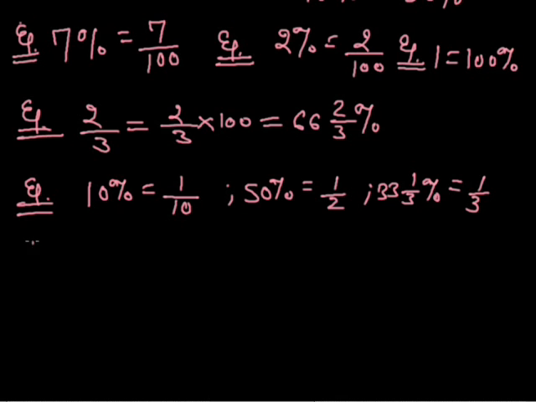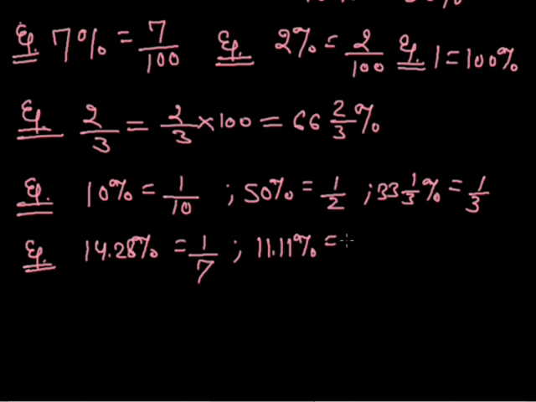Next, 14.28%, that means 14.28 upon 100, that means 1 by 7. 11.11% is equal to 1 upon 9. 12.5%, that means 1 upon 8. In this way we can calculate.